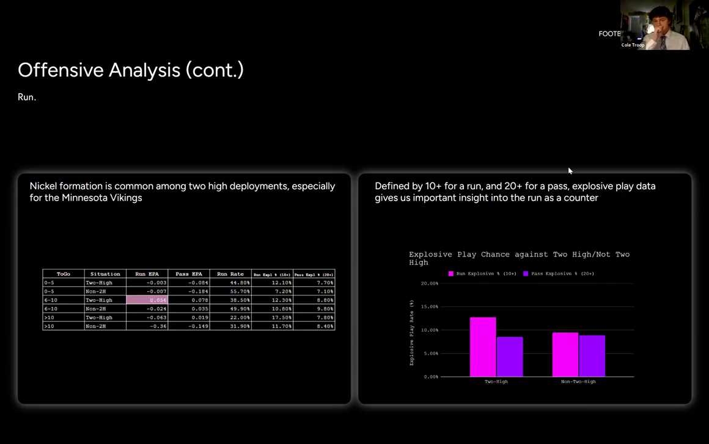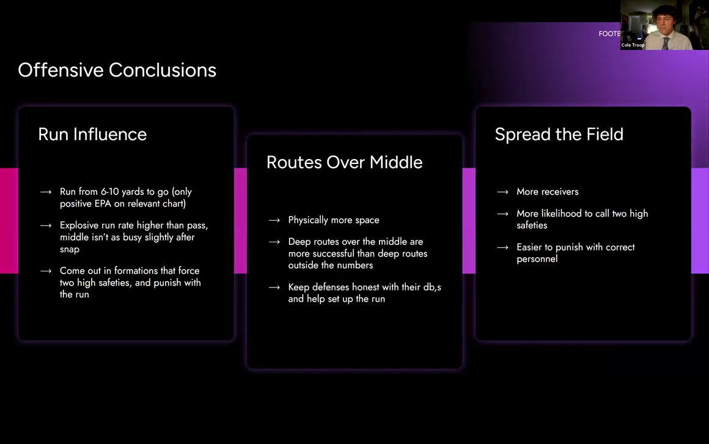And then for explosive plays, run plays are just more explosive against two-high safeties than they are against non-two-high safeties. So an important distinction and benefit of running against that deployment. Oh yeah, and then we can kind of go into our offensive conclusions.